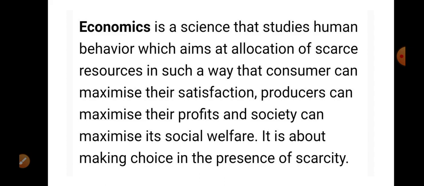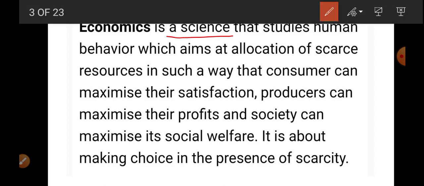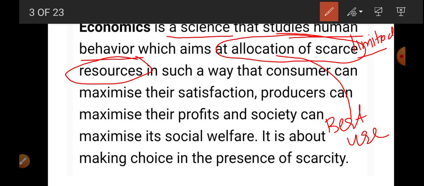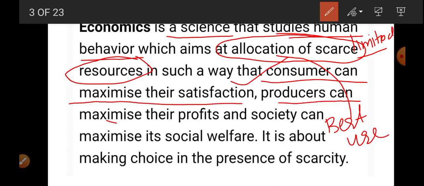So economics is what? Economics is also a science like other, but it is a social science. It is related to study of human behavior, those behavior that is related to allocation of scarce resources. Now what we mean by allocation? Allocation means best use of limited. Scarce means what? Limited resources. So how we are going to make optimum utilization, best utilization of limited resources, so that we are able to achieve three things: consumer can maximize their satisfaction, producer can maximize their profit, society can maximize its social welfare. So this is the reason why we are studying this subject.